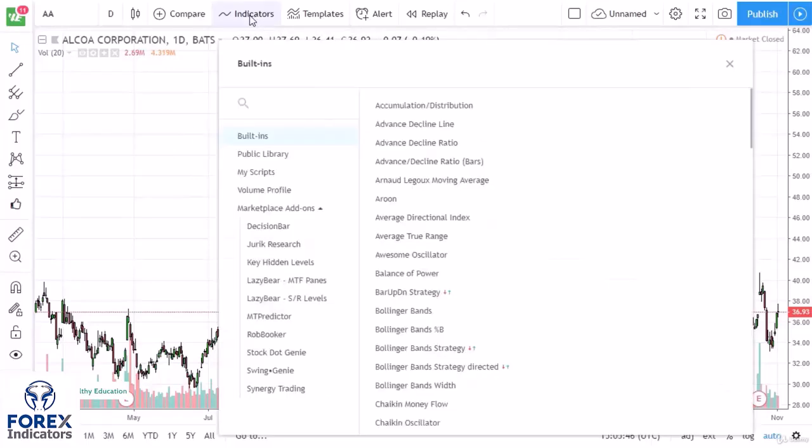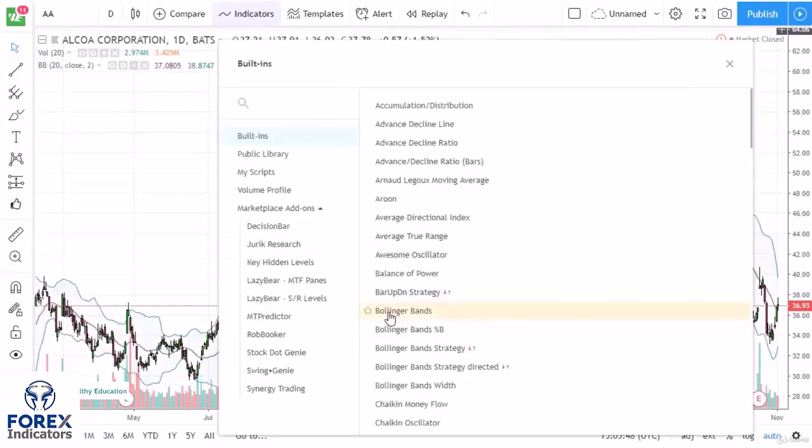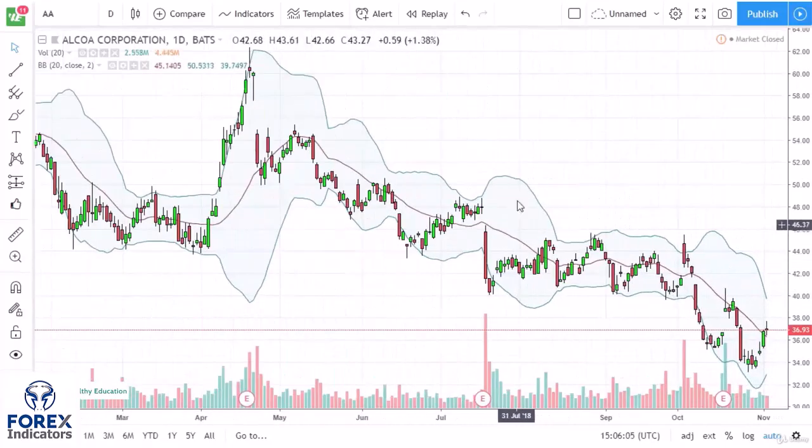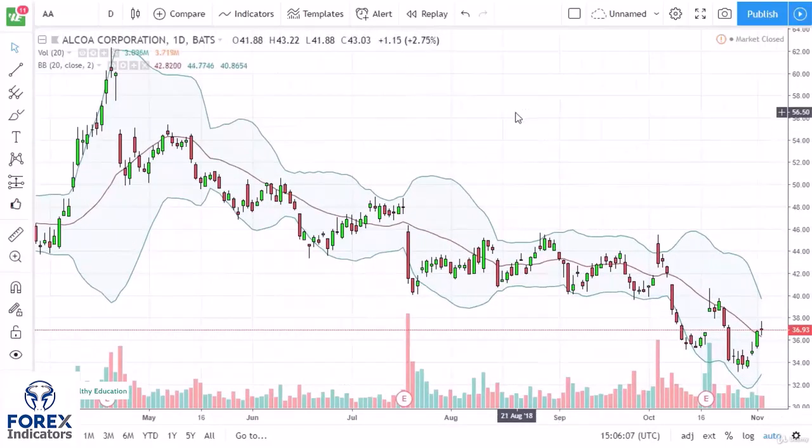So let's click on indicators, click on Bollinger Bands, and you can see that we have a middle line here. This is your 20 SMA, you see 20, based upon the close, and then two standard deviations. So these lines, this is 2 standard deviations higher, 2 standard deviations lower. So when you look at a Bollinger Band, you should think of it as a couple indicators in one. So you have the moving average, you have the standard deviations, you also have the width of the standard deviations.